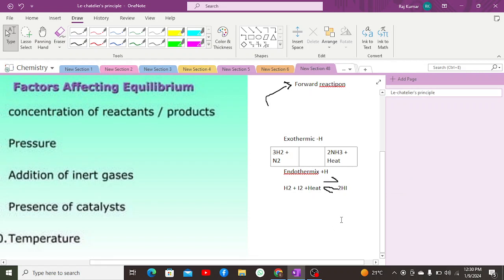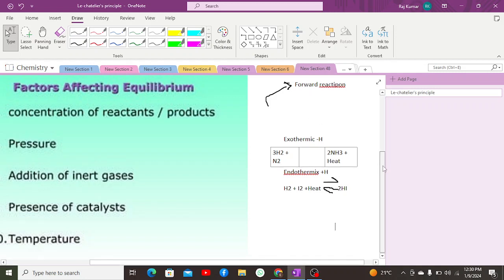Now, in an exothermic reaction, if we increase the amount of heat, then increasing the heat will favor the endothermic direction. It will cause the products, which is ammonia, to absorb the heat, due to which the heat on the product side will increase. And this is what the Le Chatelier principle says.